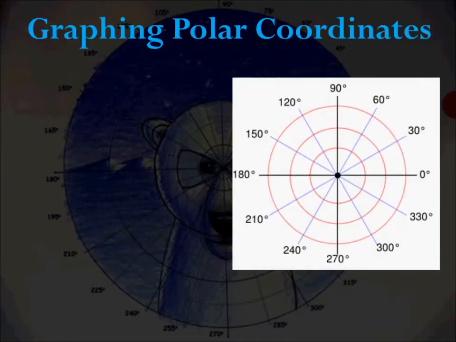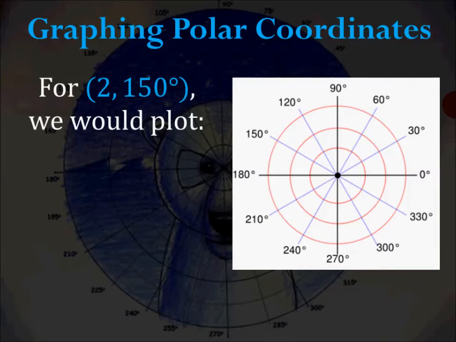So let's graph some polar coordinates. If we were to graph the point 2, 150 degrees, remember this is r, theta, this is what you would do. You would go to the second circle, and we would go counterclockwise 150 degrees, and we would end up at this point, which is where 2, 150 is. So if your theta is positive, you're going to start at the correct concentric circle depending on your R. For R, you're going to start at 2, then go 150 degrees counterclockwise, and your point's going to be right there.